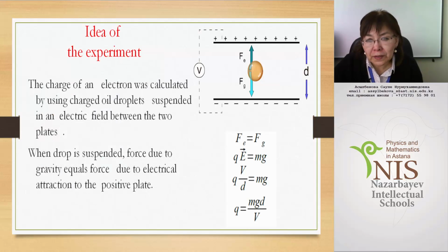So the physics of this idea is that, as you see in the mathematical expression, the charge on the particles depends on the mass of the drop, the size of the drop, and also the distance between the plates. When the drop is suspended, the force due to gravity equals the force of the electric field.